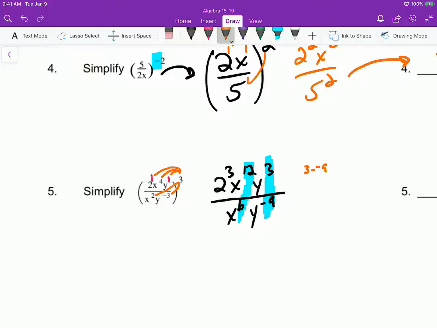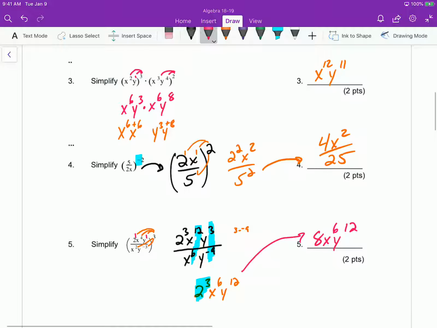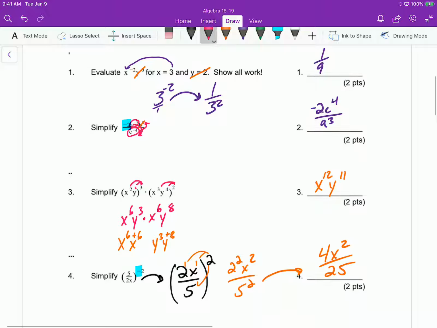So my final answer would be then 2 cubed x to the 6th, y to the 12th. And then I can, of course, solve this 2 cubed because those are numbers. So then the final answer I'm going to write on my line here is 2 times 2 is 4 times 2 is 8, x to the 6th, y to the 12th. All right, that's page 1. Just a recap there so you can look through them.